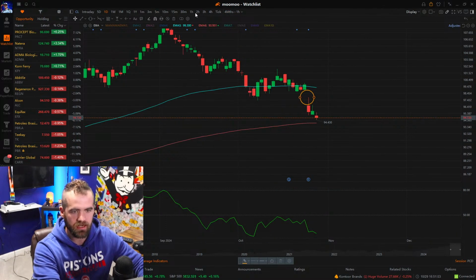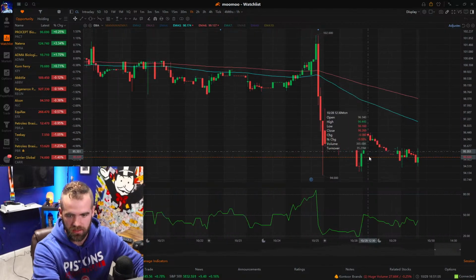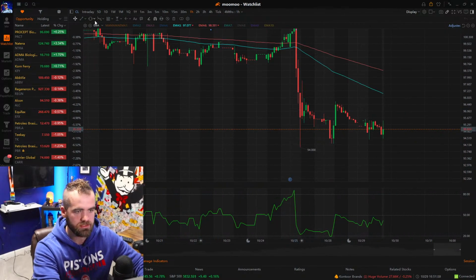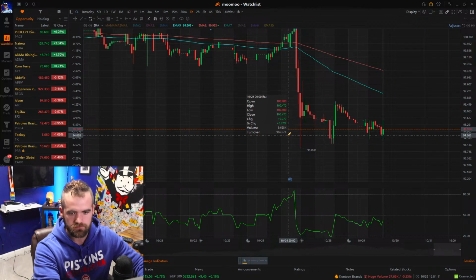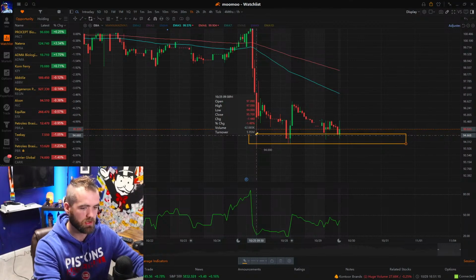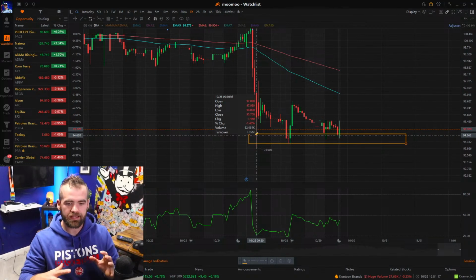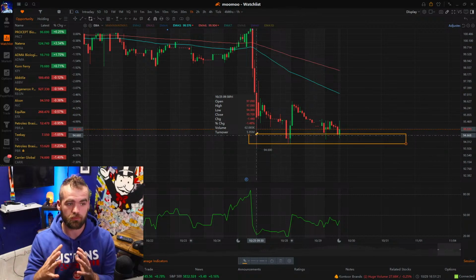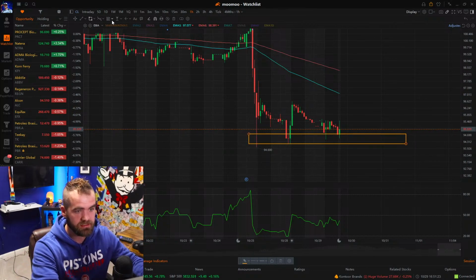So let's look at the hourly and see how we are looking. Hourly does look like there is some decent support in this range here. So this is one of those plays where you could be getting in where the RSI is a little cheaper, but there's some risk, right? The risk is, let me show you. Let me break it down.